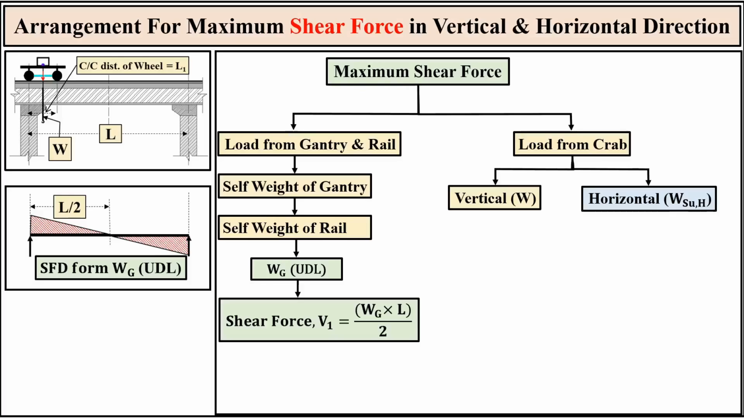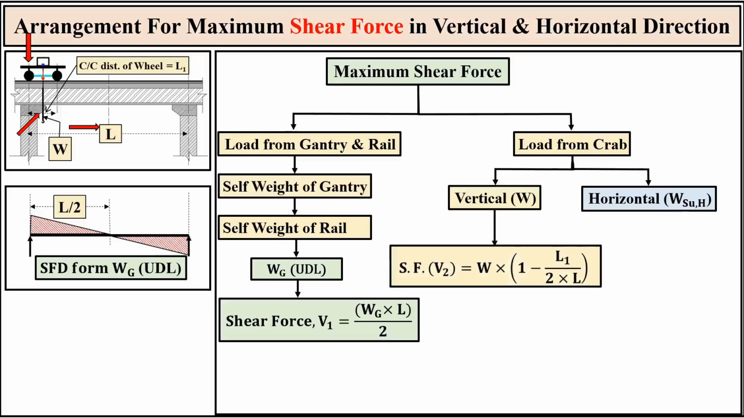Next, we consider the dynamic live load from the crab. When the crab is positioned at the extreme end of the span, it generates the worst-case shear condition. This phenomenon you will find in this type of calculation in the rolling load and influence line. Using the wheel spacing L1 and the span L, the vertical shear component V2 is derived from the influence line method. It is calculated as the wheel load W multiplied by the quantity 1 minus L1 divided by 2L.